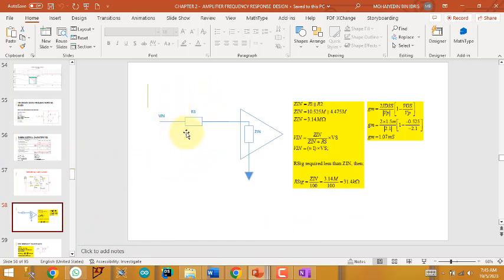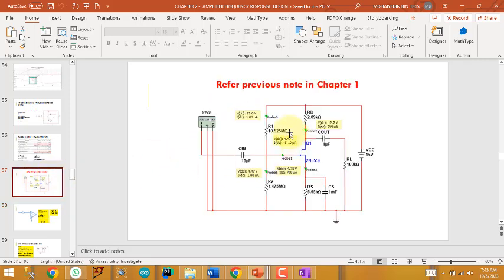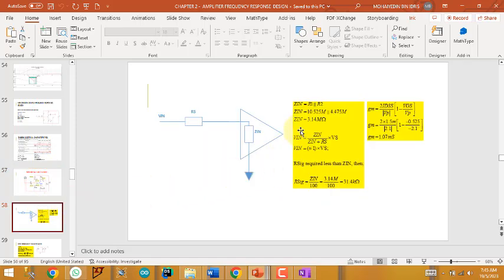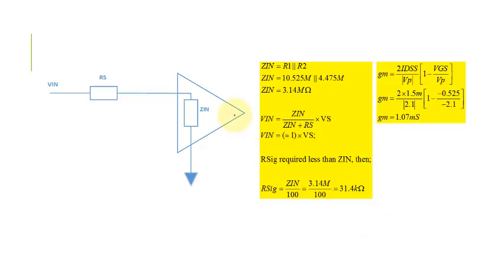And here, for the first part we need to add one component, which is the R signal resistor. In order to determine the R signal resistor, we need to determine the value of Z in. So Z in comes from our input voltage. Basically we need to draw the AC equivalent circuit for the common source.